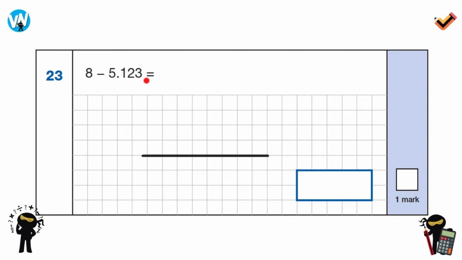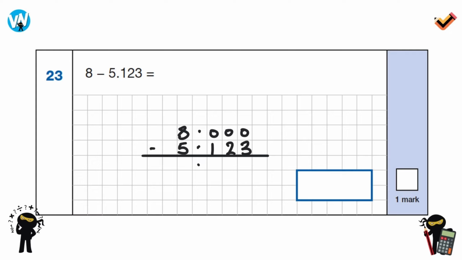We've got a whole number and a decimal number with 3 decimal places. I see the decimal, so I just go into my strategy. Decimal, decimal, decimal. 8 take away 5.123, actual SATs question number 23. Placeholder zeros. So we've got to do a lot of exchanging. Let's get straight into it.